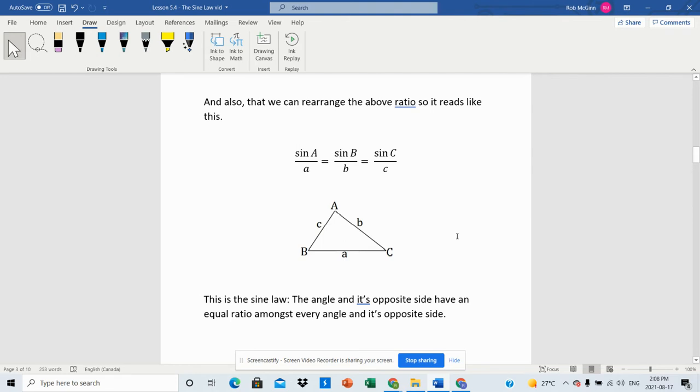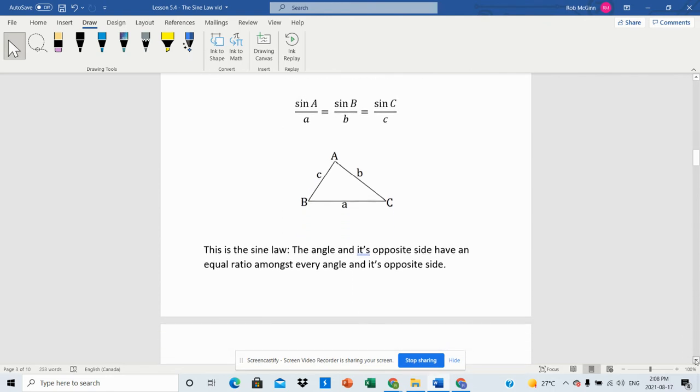So what's really cool about this is if we have three pieces of information that we can fill in for any of these, then we can find the fourth piece. And eventually we can use that information to solve the whole triangle, find out every angle and every side.